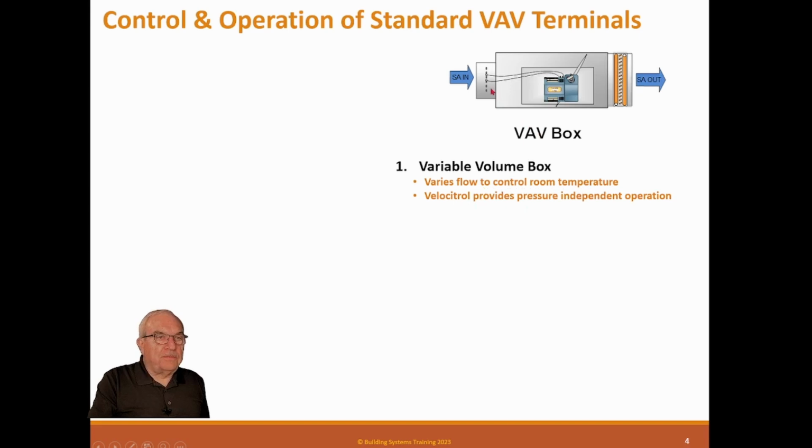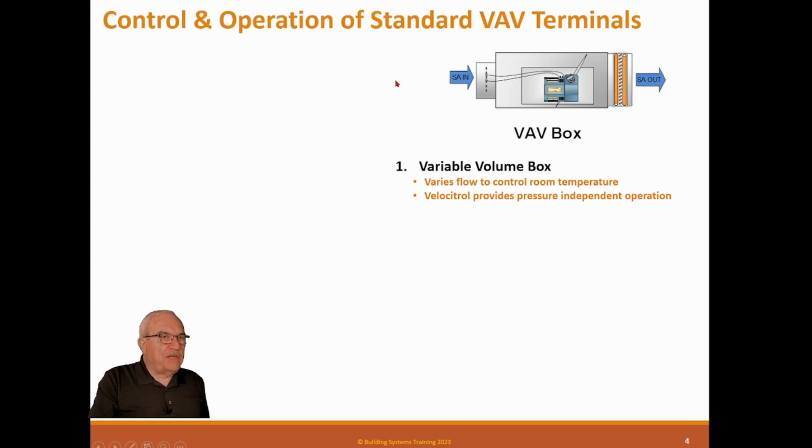So right up here is a velocity grid. It's actually a pitot grid, and it's a tube round grid. It provides velocity pressure into this controller, and this controller uses that to make the box what we call pressure independent.